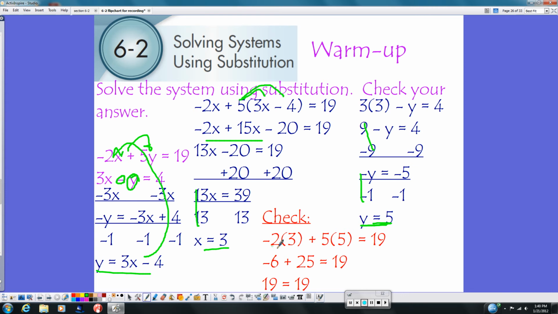We check by putting the 3 in for x, the 5 in for y. We have negative 6 plus 25 equals 19. That's a true statement, so we have our correct answer.